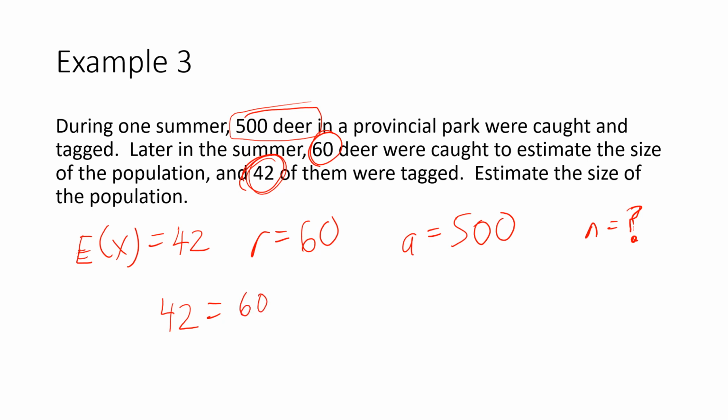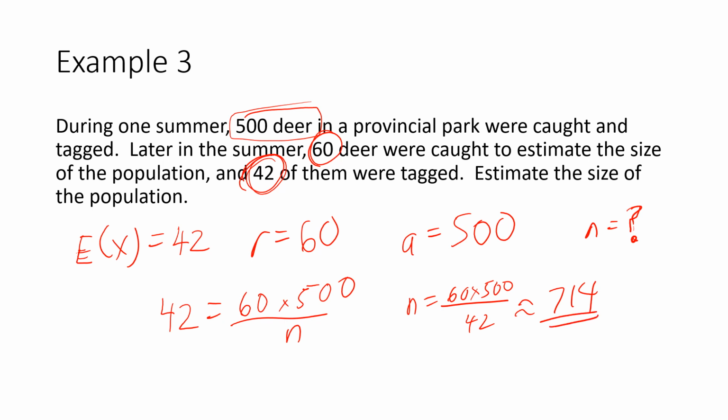42 equals 60 times 500 all over n, right? If you were to simplify that, n equals 60 times 500 over 42, which is around 714. So this means there are around 714 deer at the park. And we don't really have to use this formula. You kind of just think about it in terms of ratios. Like if I did a sample, there's another way of looking at it. 42 out of 60 deer are tagged. So let me rewrite that. So 500 over how much of the total is tagged, right? It's like a ratio here.